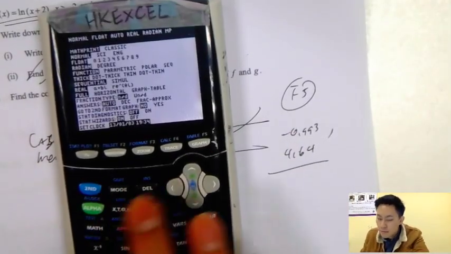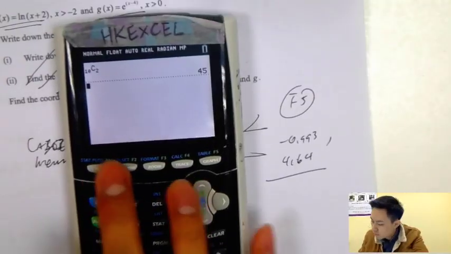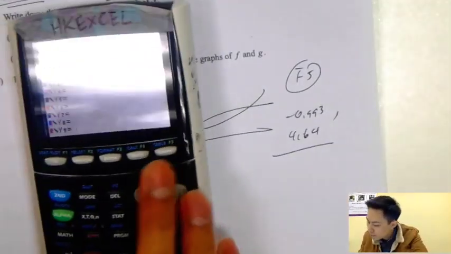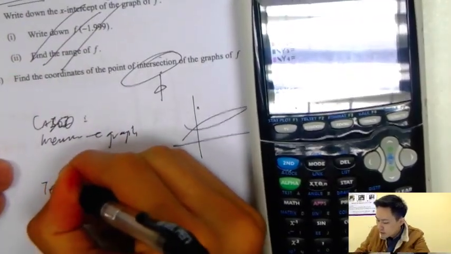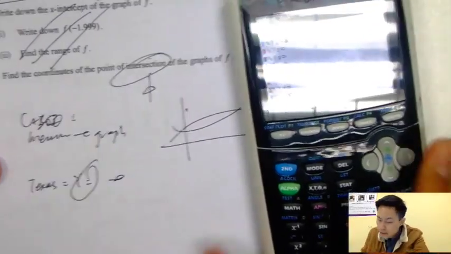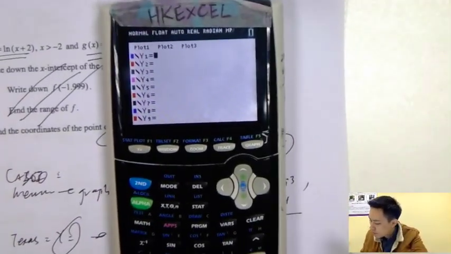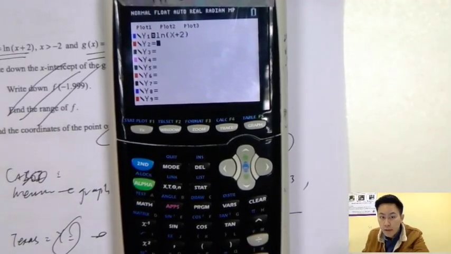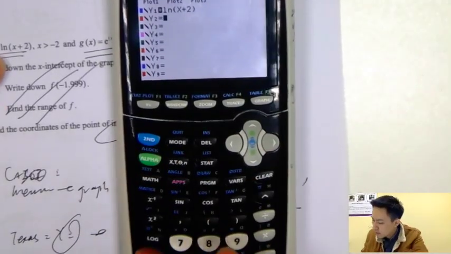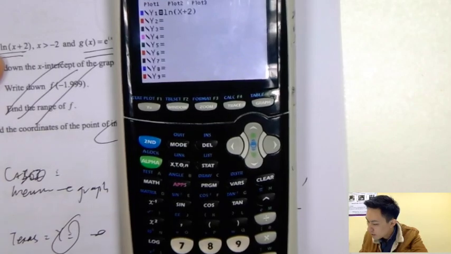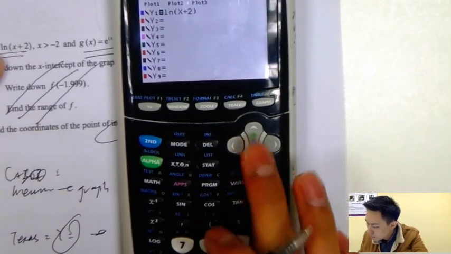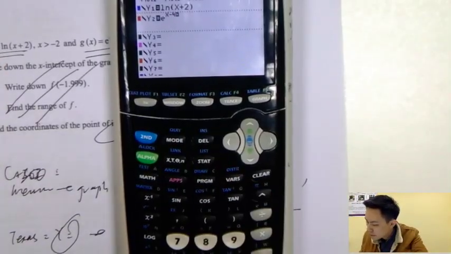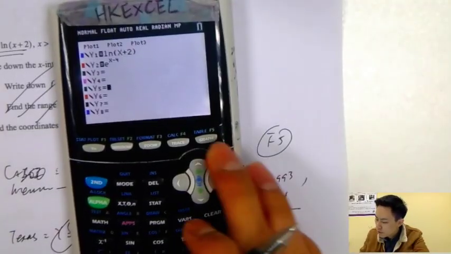But for a Texas model, it is a bit troublesome. You have to go to y equals first, and then you type in the equation. Just do the same thing: ln, and then x plus 2, and then enter. The second one is shift ln, then you get e^x, and then minus 4. Press enter, then you graph it.